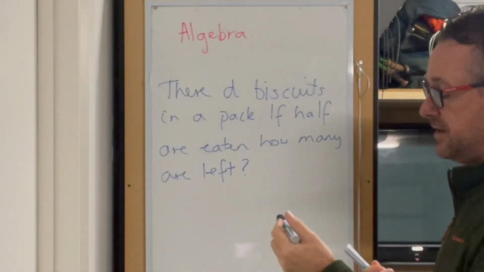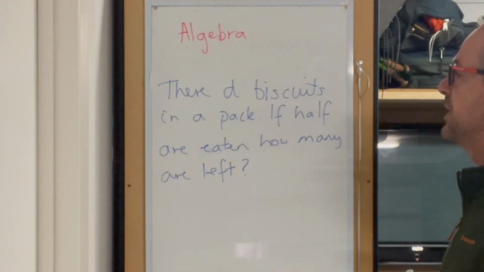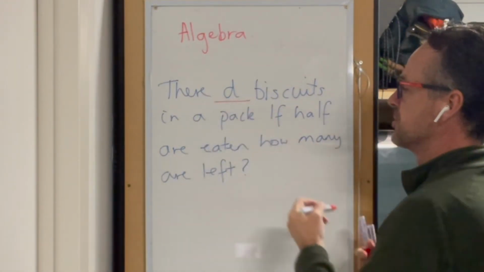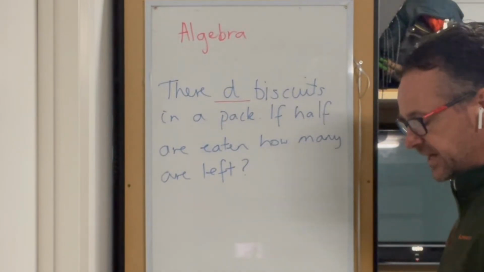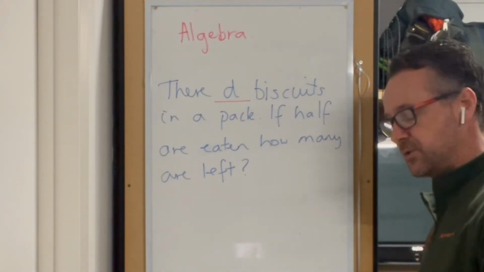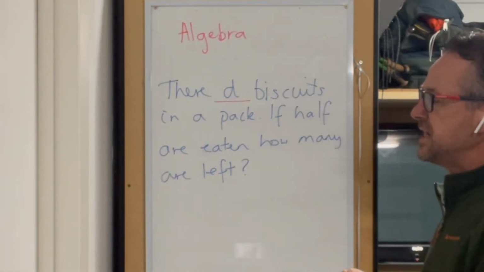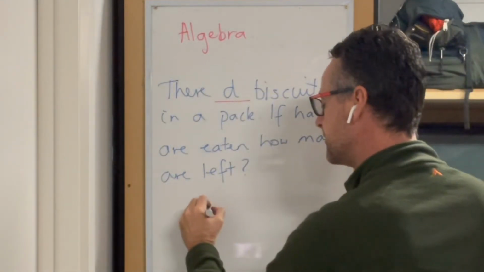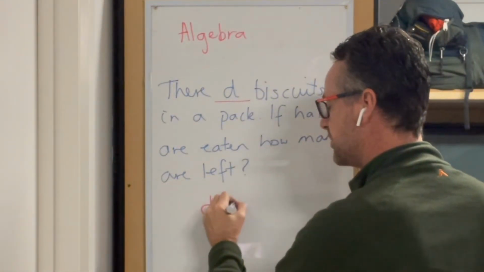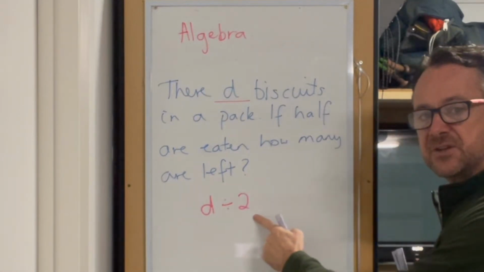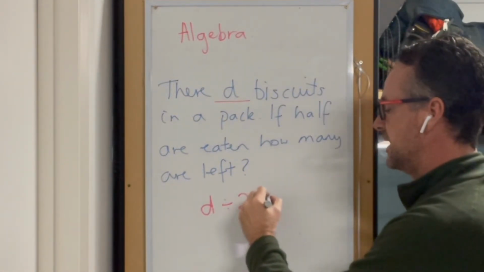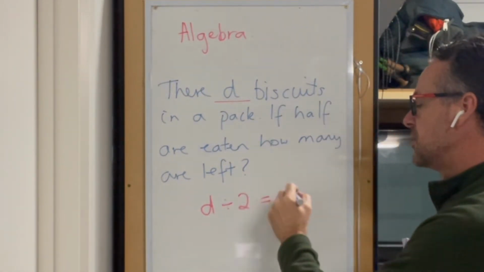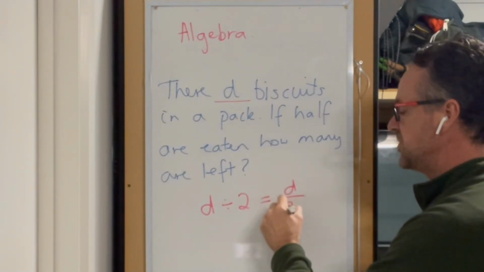All right, so there are D biscuits in a pack. So D is our pronumeral, and if half are eaten, so to get half of anything, it's divide by 2. So our expression here is going to be D, and we're going to divide it by 2. And within division part of an algebraic expression, we want to turn that into a fraction, so D over 2 becomes your answer.